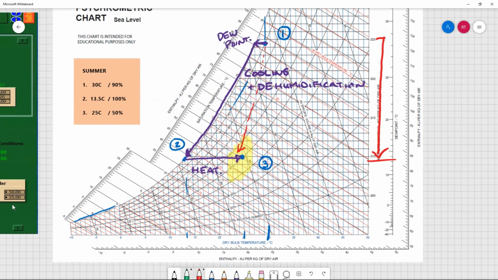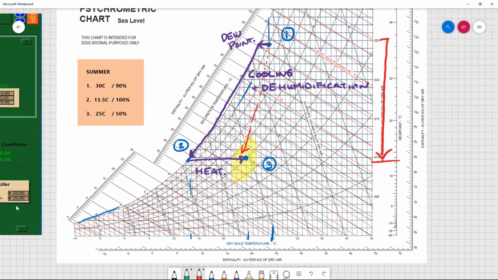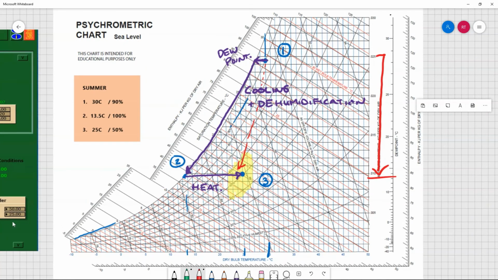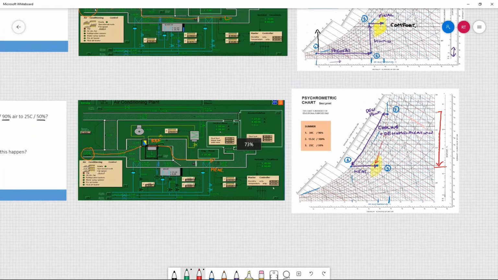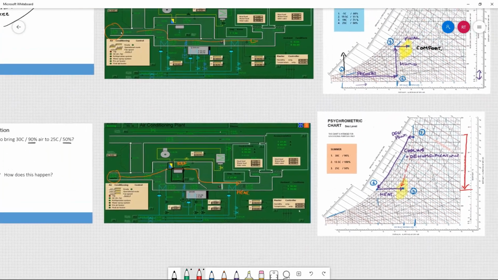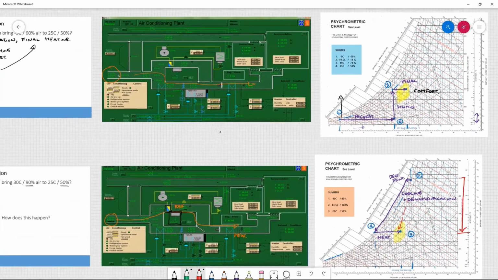Okay, hope that helps clear up some of the applications of air handling and air conditioning units in summer and winter operations, and how we might plot that onto a psychrometric chart.